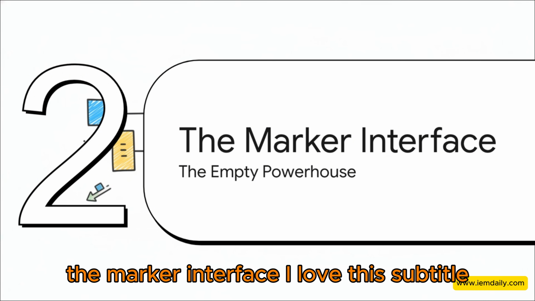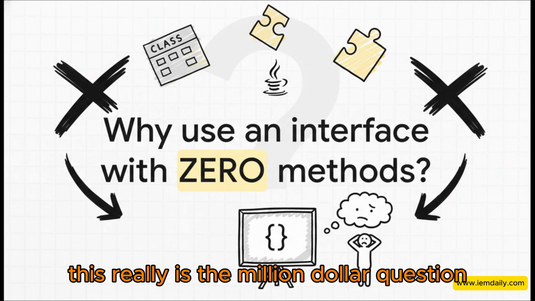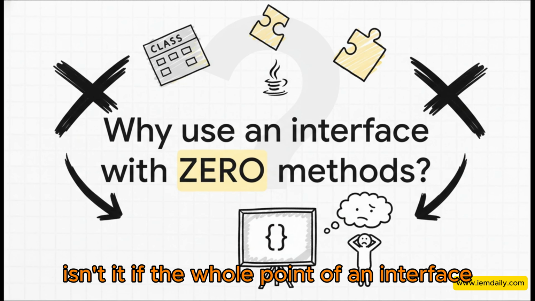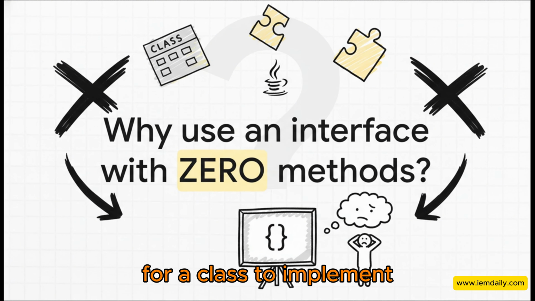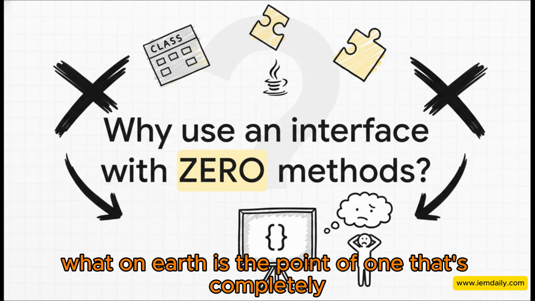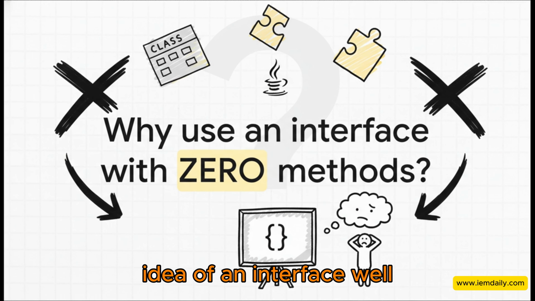And now for the weirdest one of the bunch, the marker interface. I love this subtitle, the empty powerhouse. This really is the million-dollar question, isn't it? If the whole point of an interface is to create a contract of methods for a class to implement, what on earth is the point of one that's completely empty? I mean, it seems like it goes against the very idea of an interface.